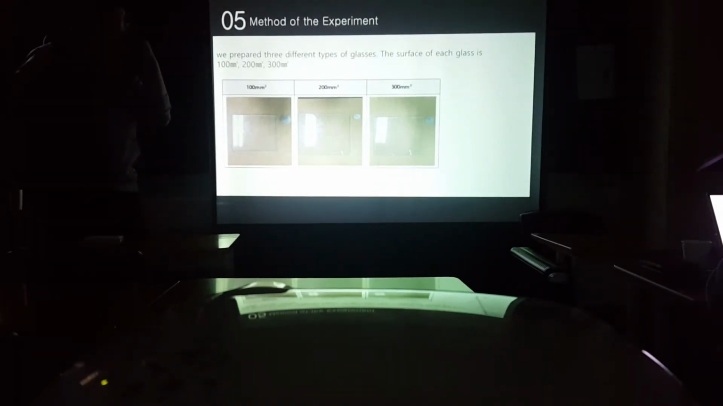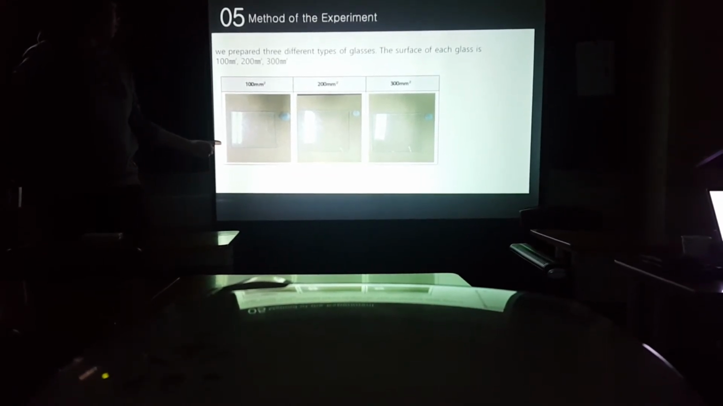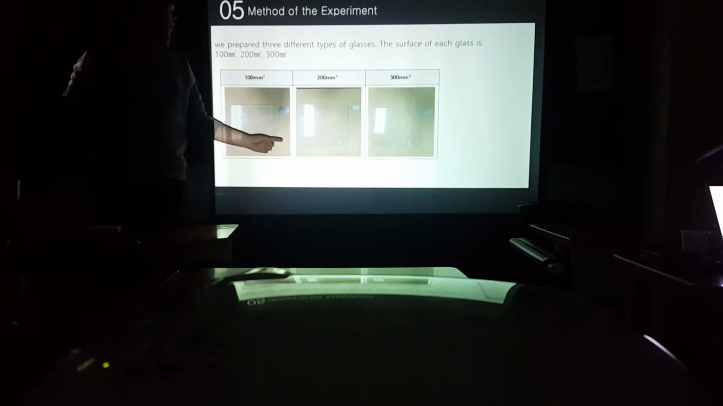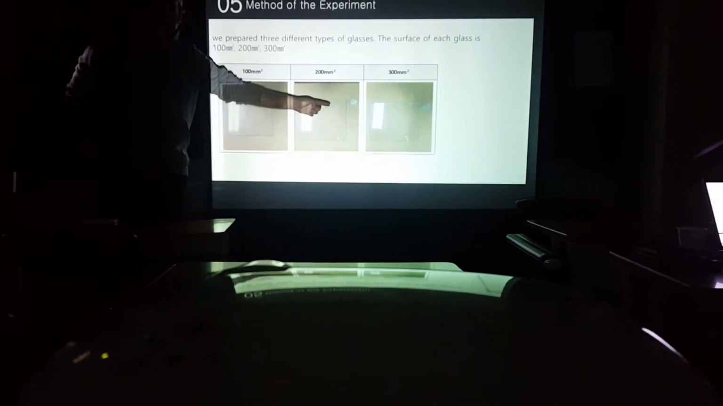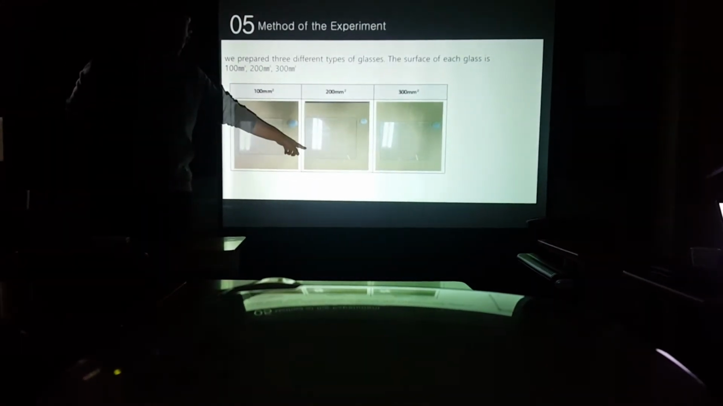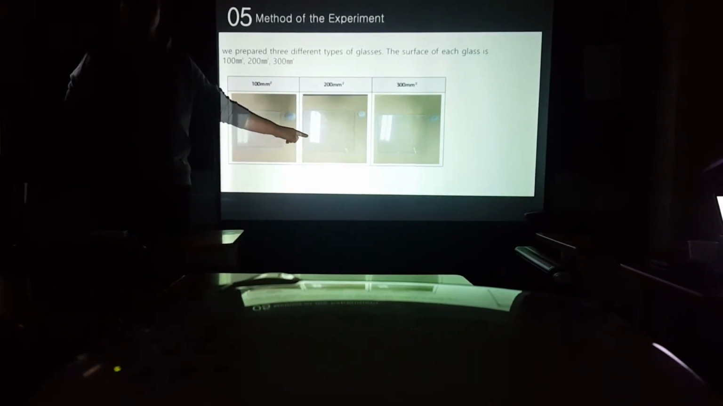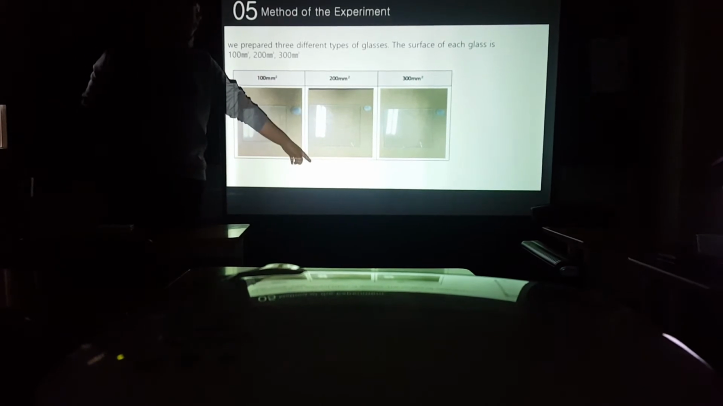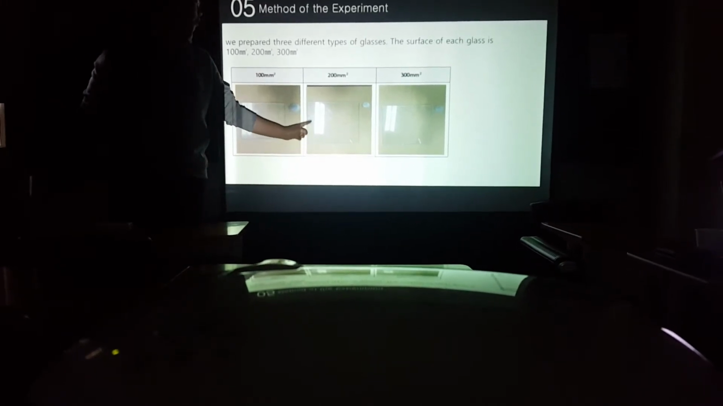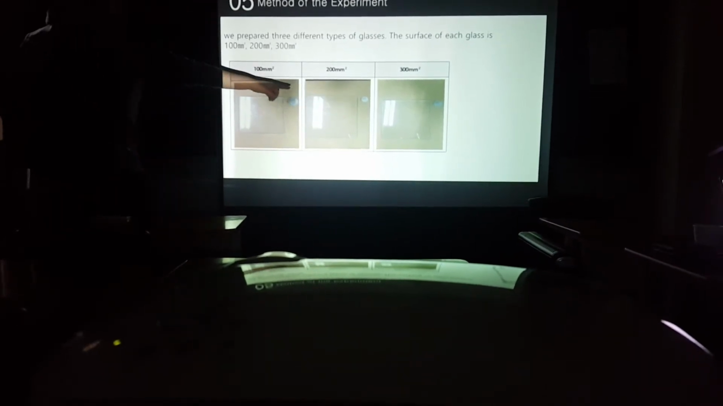So I prepared three sorts of glasses. First one is 100 millimeter square, and this one is 200 millimeter squared, and those are the 300 millimeter squared. So this length is 10 millimeters, and this one is root 2, root 2 10 multiple root 2 millimeters, and that is 10 multiple root 3 millimeters. Next.